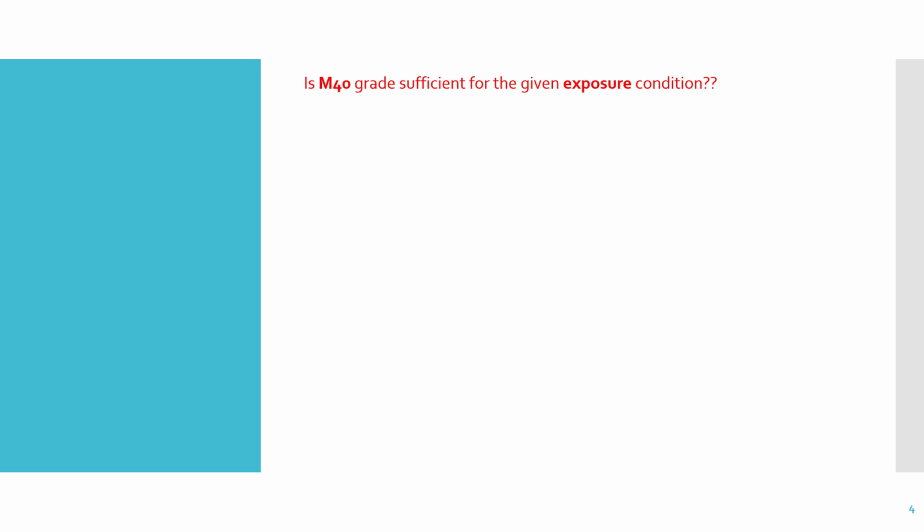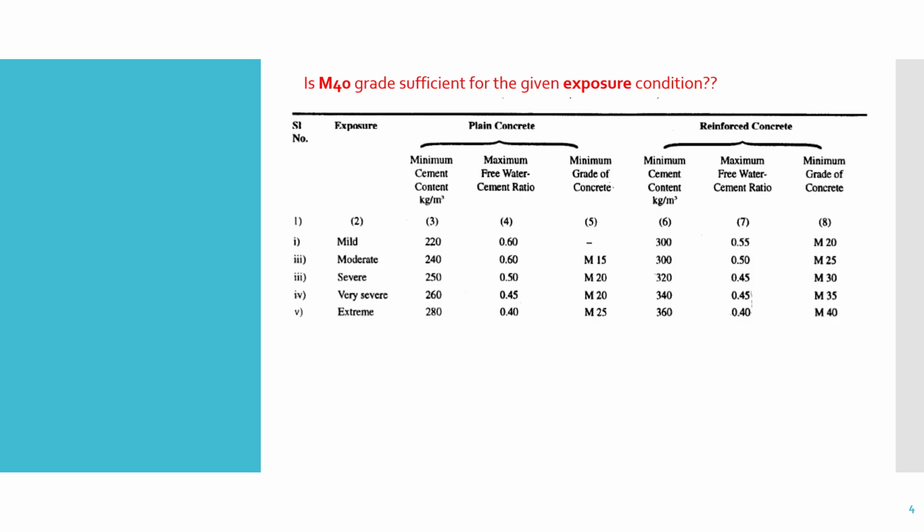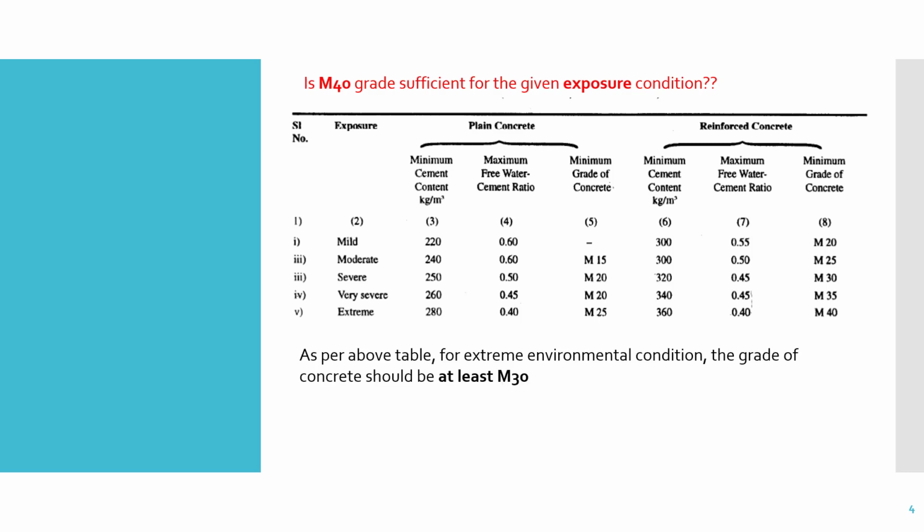First thing, it is said that we need to design the concrete for M40 grade. But the question arises, is M40 grade sufficient for extreme conditions? So, to check that, let's take a look at Table 5 of IS 456-2000. According to this, for RCC construction and severe exposure, the minimum specified grade is M30 and we are designing for M40, so it's completely fine. So let's design for M40.